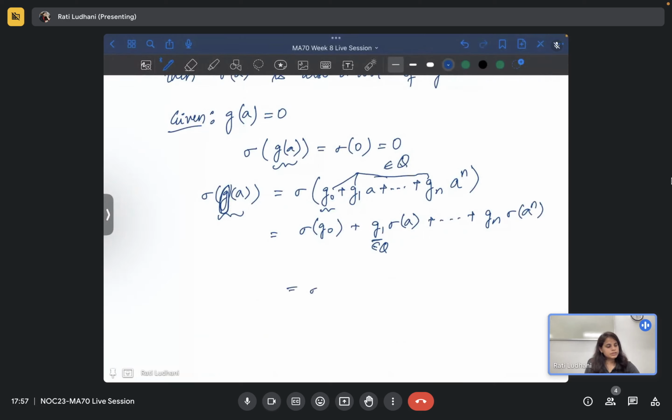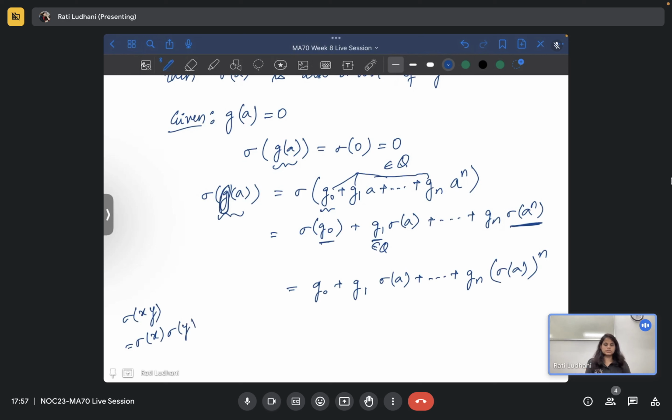And now the second thing, we have this. And also we know that what sigma does on elements of Q is just fix them. So you'll get this, and again this is this. Now what does it do at sigma of a raised to power n? It is like a into a into a, and by the ring homomorphism we have sigma of a raised to power n, because sigma of x into y is the same as sigma of x into sigma of y, and since x and y are the same, it's just sigma x squared.